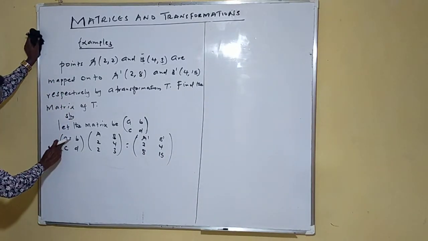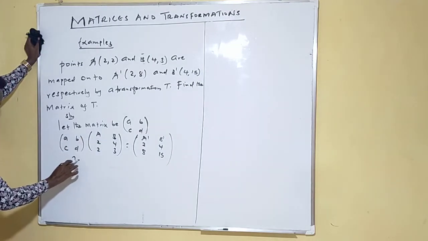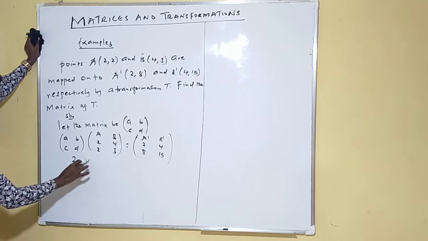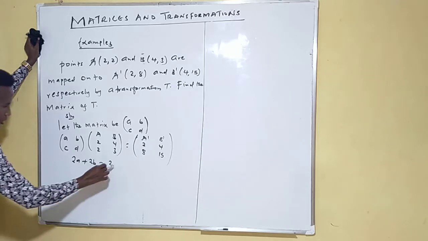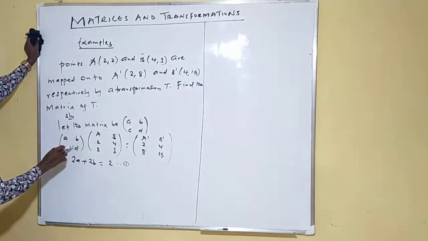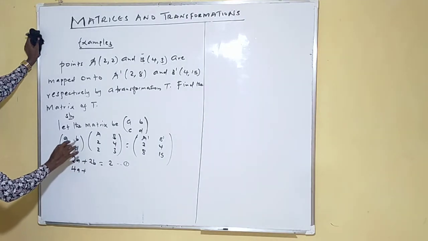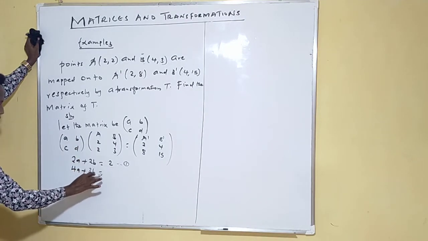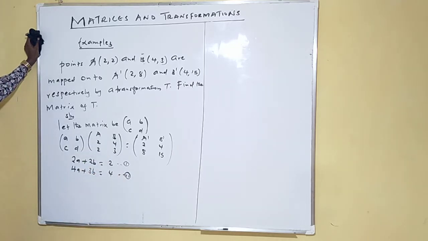Remember, we are going to multiply this row by this column, yeah? So A times 2 is 2A, take your time, plus B times 2 is 2B, equal to the first one, 2. This is equation 1. Then again, because you want to solve simultaneously, you say A times 4 is 4A plus B times 3 is 3B, equal to the second one, which is 4. So I'll solve these two simultaneously, okay?